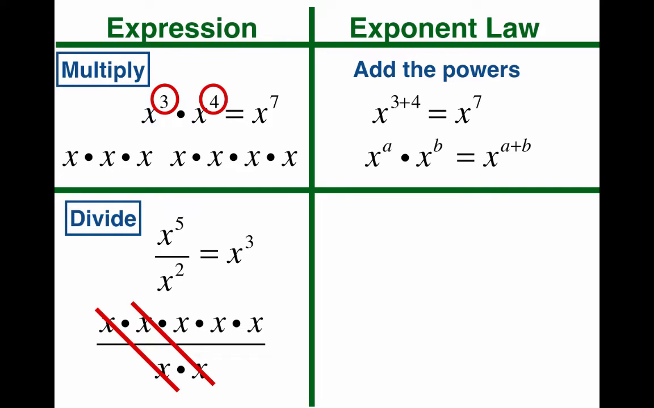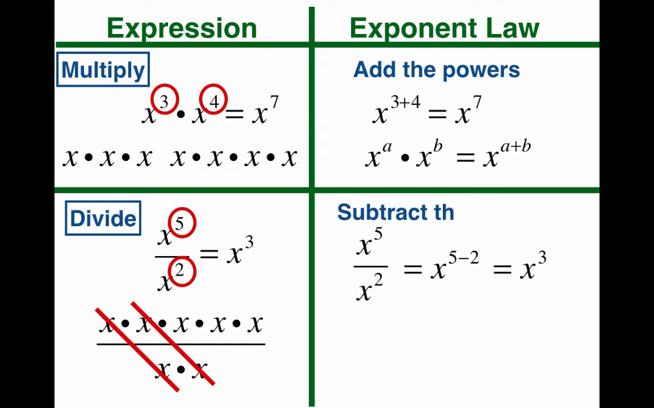But what's the rule? What's the law that's going on here with this divide problem? Well, look at the powers, 5 and 2. What do we do to get x to the 3rd power? 5 take away 2. It's subtraction. So if it's subtraction, then over here on the law side, I'm going to write x to the 5th power over x squared is equal to x to the 5 minus 2, which is x to the 3rd power. That's our law. So with division problems, with fractions, we actually subtract the powers.